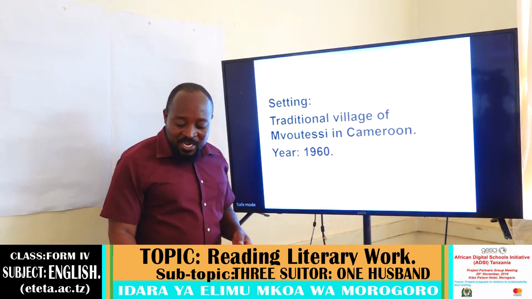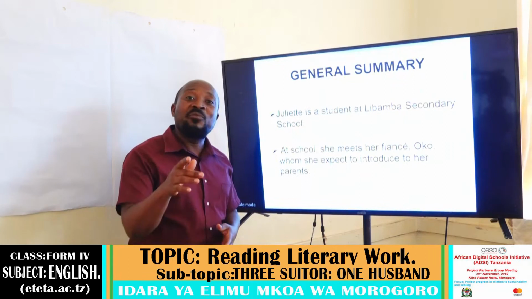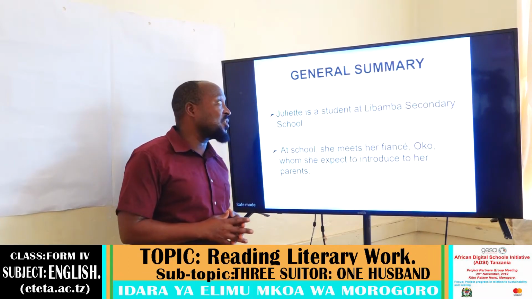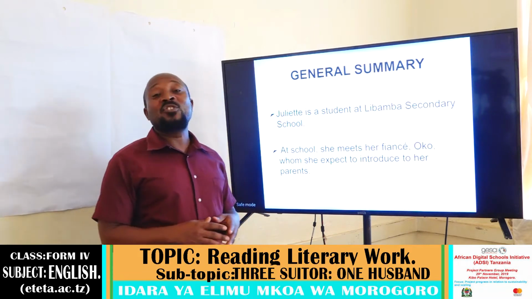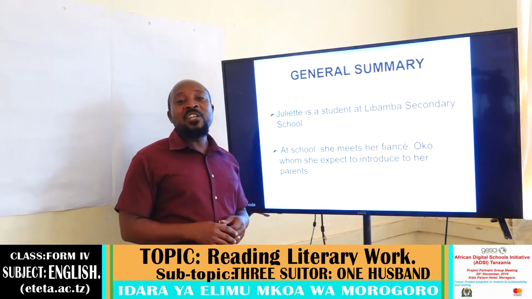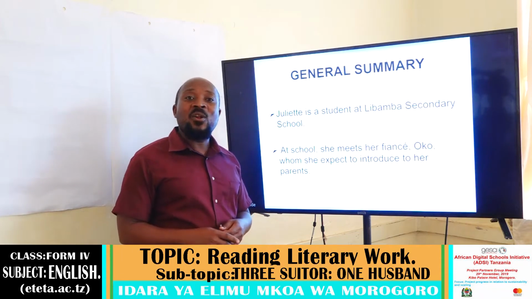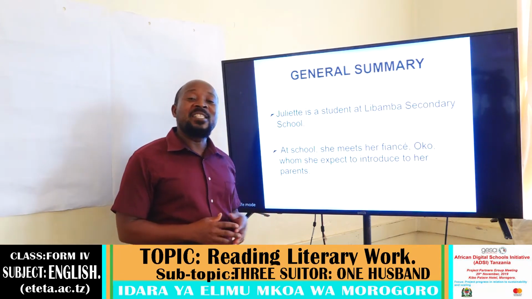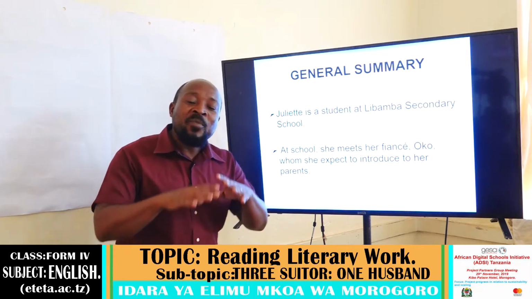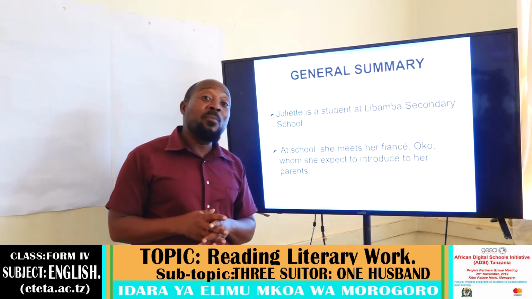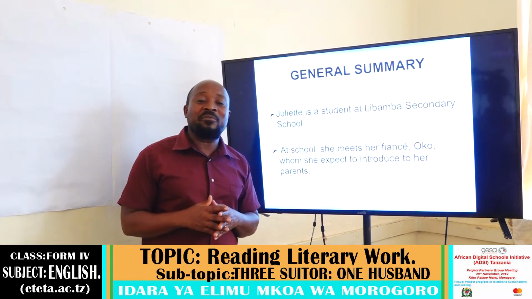Now, let's go to the general summary of this title, Three Suitors, One Husband. Remember, the main character in this story is Juliet. Juliet is a girl who is in secondary school at Ribamba Secondary School, and at school she meets this young boy by the name of Oko, and they fall in love.